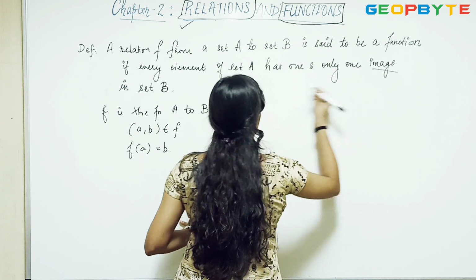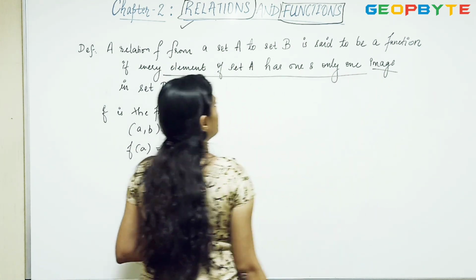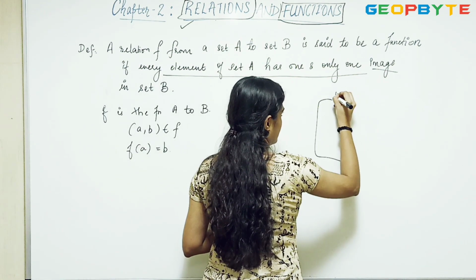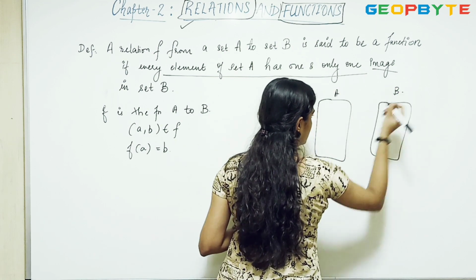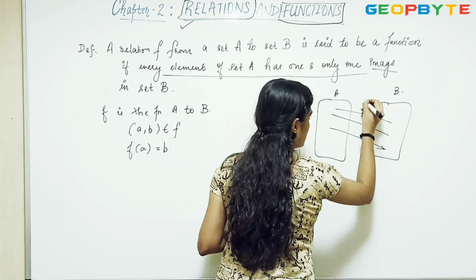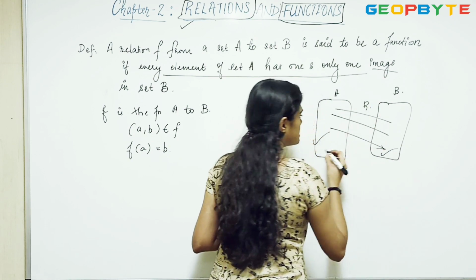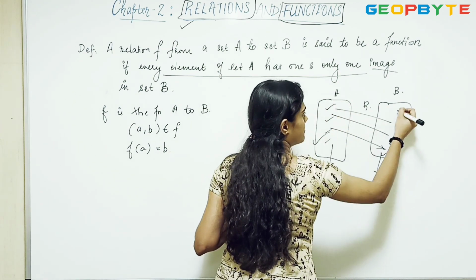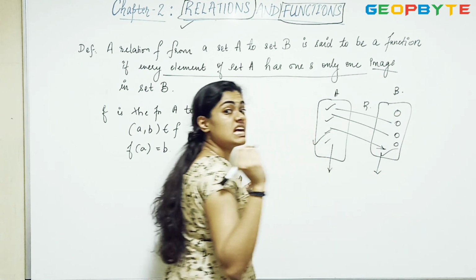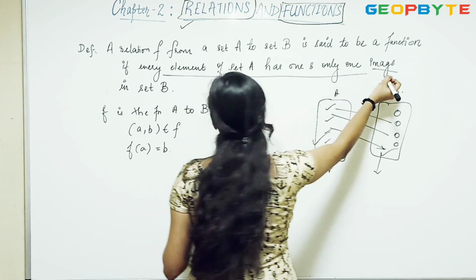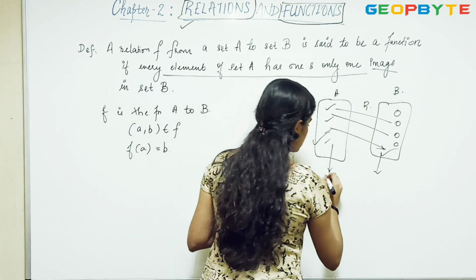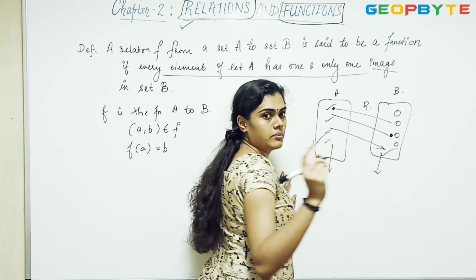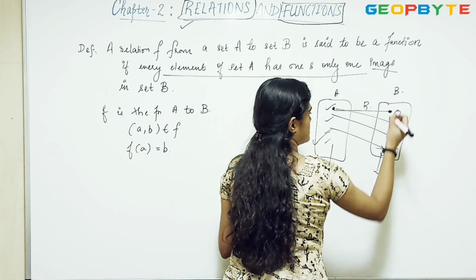So what is an image, and what does this sentence mean? It means that if I have a set A and elements in set B, then I can define a relation between set A and set B such that for each element in A, I have a relation in B which is distinct and unique. That is, only one and only one image in set B. Each element in A has only one relation in B and not two relations.